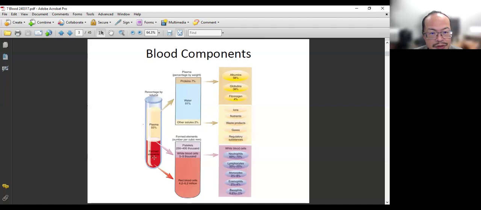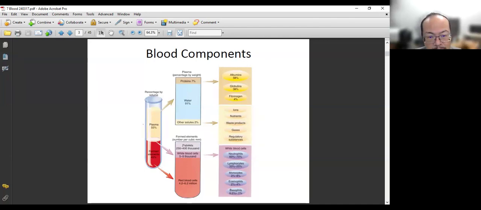And this portion is called the formed elements. Formed elements are basically packed blood cells. From here, you can see that we have three types of blood cells. The majority of the blood cells are red blood cells. That's the most abundant blood cell. But we have red blood cells, white blood cells, platelets. So there are three types of blood cells, and all of them combined provide these formed elements. So that's that.